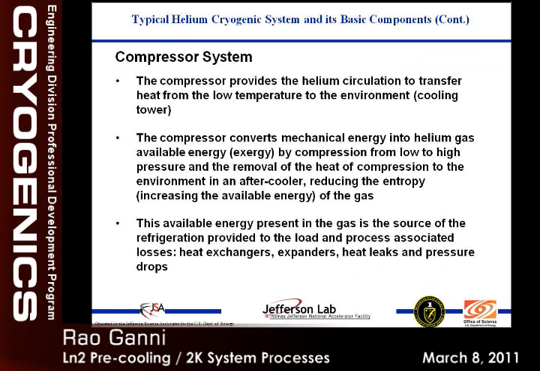So those compressors provide, like I said, the circulation of the flow from the load. It takes it, processes it, reduces the entropy, and dumps that into the cooling tower. Compressors convert the mechanical energy into availability, increasing availability. The available energy present in the gas source is the one that goes to the heat exchanger. That provides for your heat exchanger delta T's, heat leaks, pressure drops, and finally the load. So the availability we supply is created by these compressors. That's where we put in our electric power, and that's our major utility.